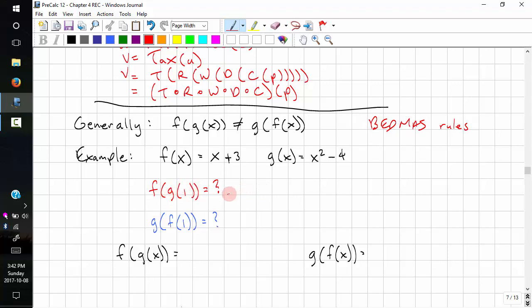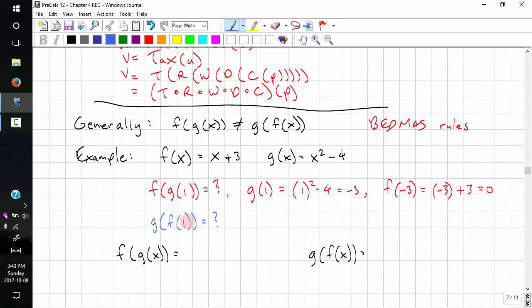So we find g of 1. We substitute 1 in for x. So 1 squared minus 4 is negative 3. Now we take our output of our inner function and use it as our input for our outer function. So we have f of negative 3. We substitute negative 3 for x with brackets, plus 3. This equals 0.